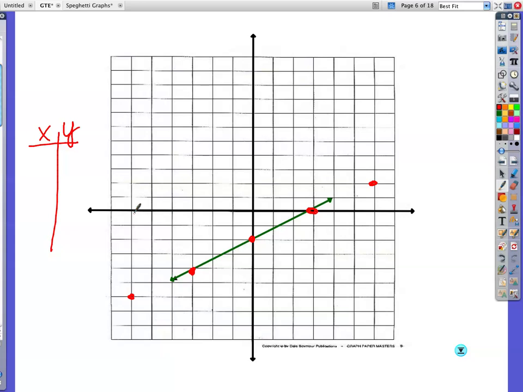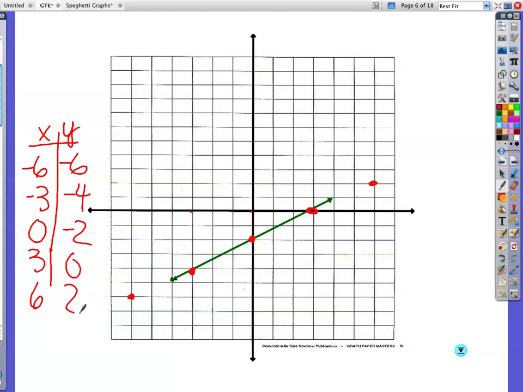1, 2, 3, 4, 5, 6. So I have negative 6, negative 6. This to me looks like negative 3, negative 4. 0, negative 2. 3, 0. And it looks like I have 6, 2.